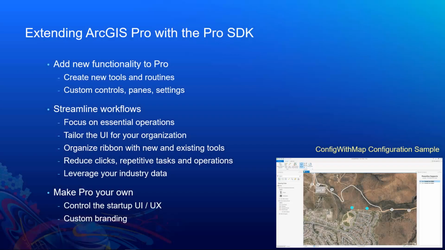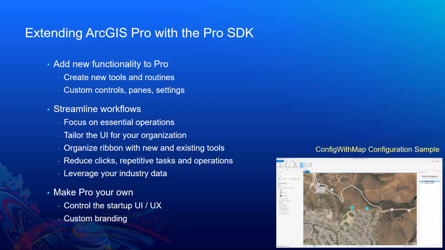So let's talk about some of the opportunities for extending ArcGIS Pro with the Pro SDK. First off, of course, you can add new functionality to Pro. Traditionally, this is creating new tools and routines, things that are going to make things much more efficient in the user interface for your users. And you'll be doing this through the addition of custom controls, dock panes, using different settings that are specific to your workflows. Next, you can streamline workflows with Pro.